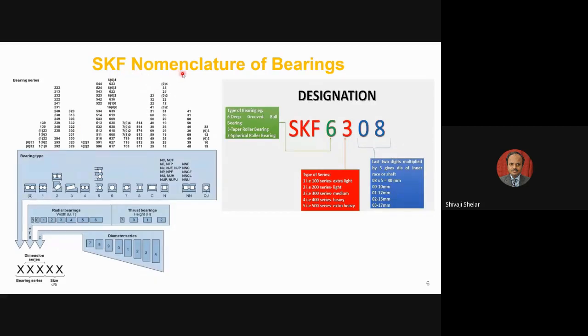I am very particular here. There is a Timken nomenclature. Timken is a US company. SKF is a Swedish company. There are almost 9 to 10 major bearing manufacturers, and they have their own nomenclature methodology. So the methodology I am explaining here is the ISO methodology of SKF nomenclature of bearing. And SKF, revenue wise, is in sixth rank.